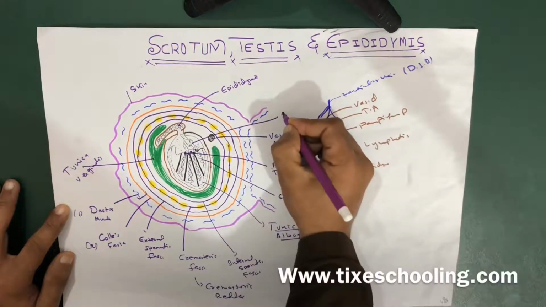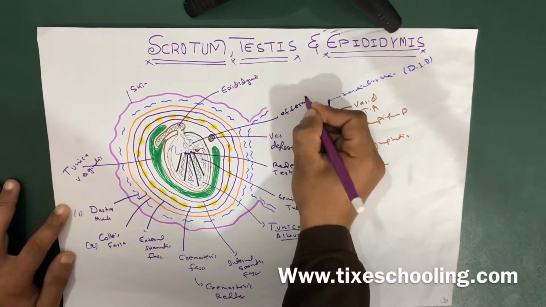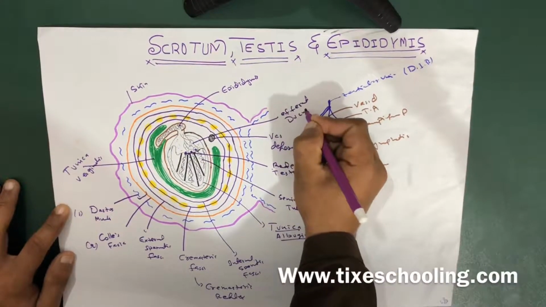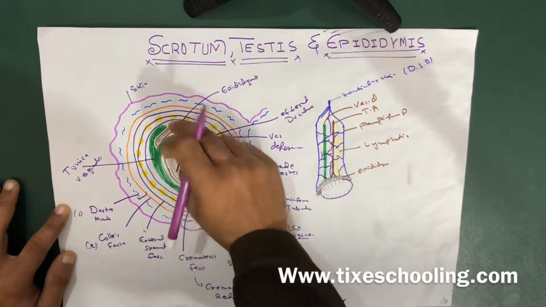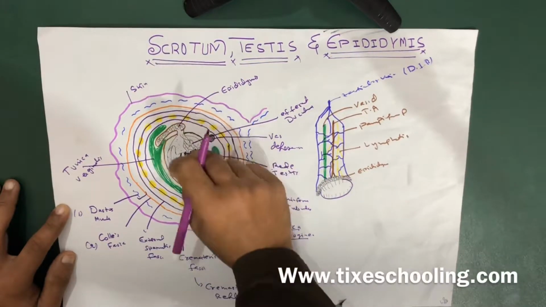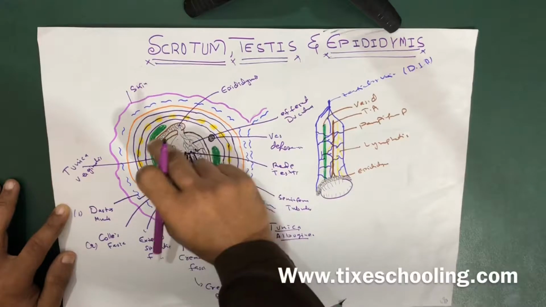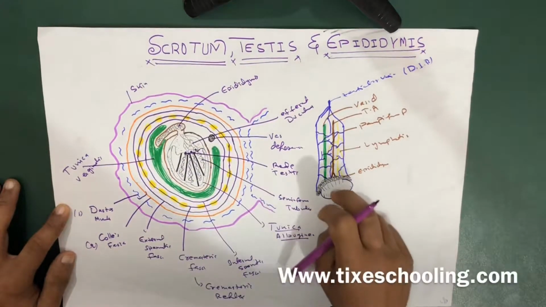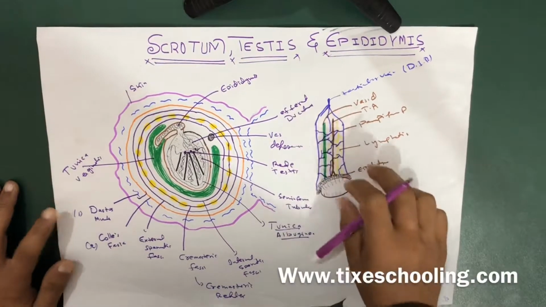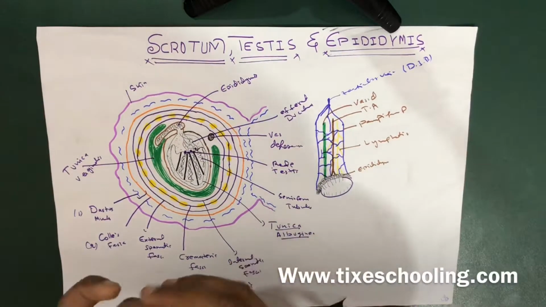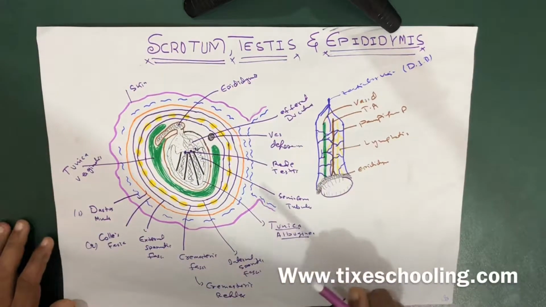The efferent ductules connect the rete testis to your epididymis, and from the epididymis it goes upward, following the path of the spermatic cord, and ends up in your urethra. All right, now let's talk about something else.